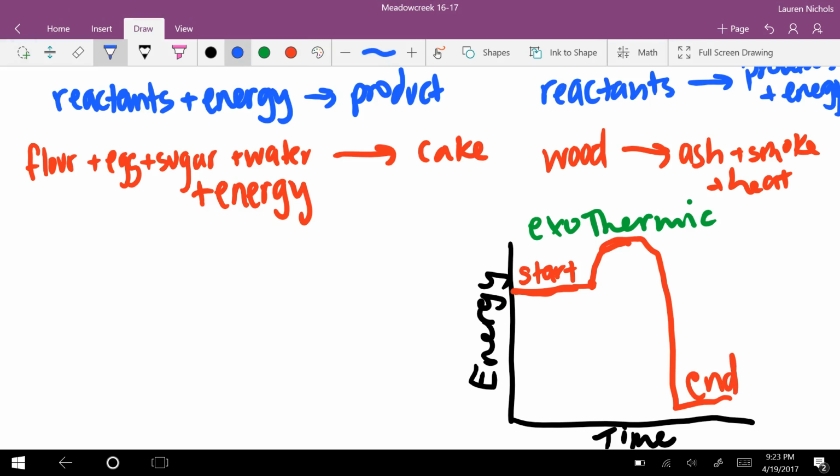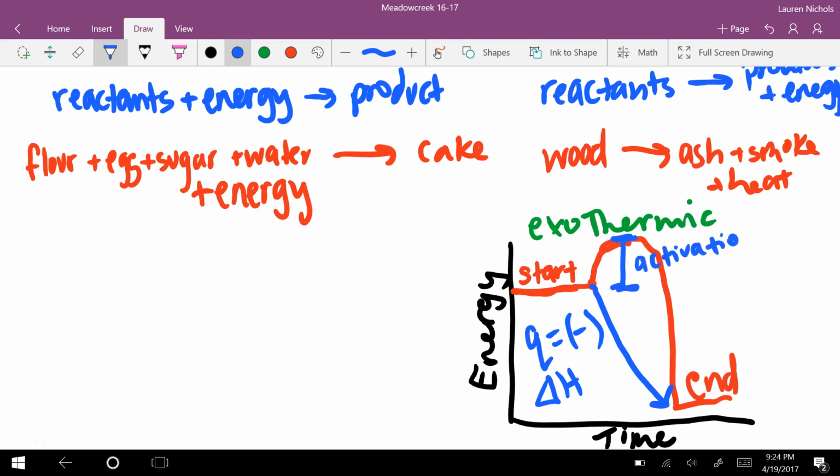Okay, we draw an arrow from where we start to where we end. Okay, it's decreasing, which shows us that Q is negative. Okay, and in this case, that's also going to be the same as delta H. Okay, so even though we put in a little bit, the space from the top of the hill to where we start, that's called our activation energy, which is the amount of energy required to get the reaction started. So it has a small activation energy.